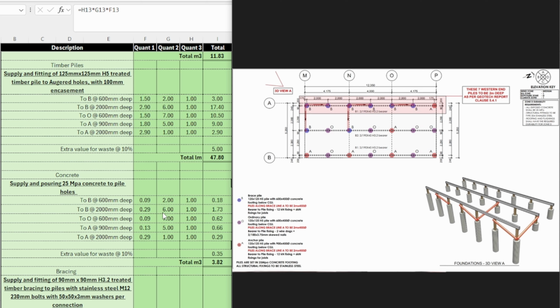So we've got 2 of 0.6, 6 of 2 meter, 7 of 0.6, 5 of 0.9, and 1 of 2 meter. And we just apply 1 to finish off the equation. And that gives us the total amount that we need of concrete for each pile. Plus we add on 10%. And we get a grand total of 3.82 cubic meters of 25 MPa concrete required to fill all of these piles.